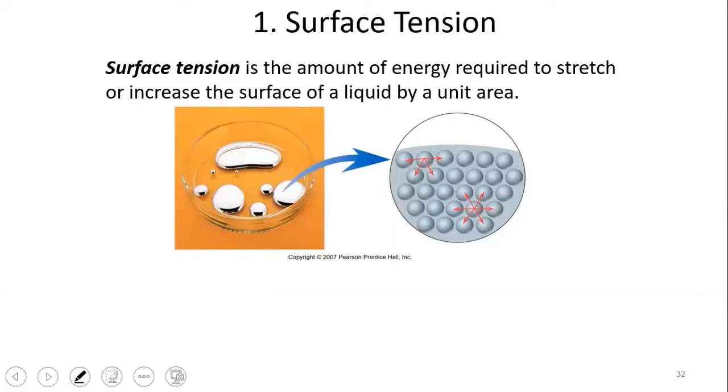Like it says in here, the surface tension is the amount of energy required to stretch or increase the surface of a liquid by a unit area. What I'm showing here in these pictures are little droplets of liquid mercury. If you had grown up in my day and time, we used to love playing with mercury because it was so cool the way it formed these really tight little droplets, almost like little beads, and you can roll them around and stuff like that.